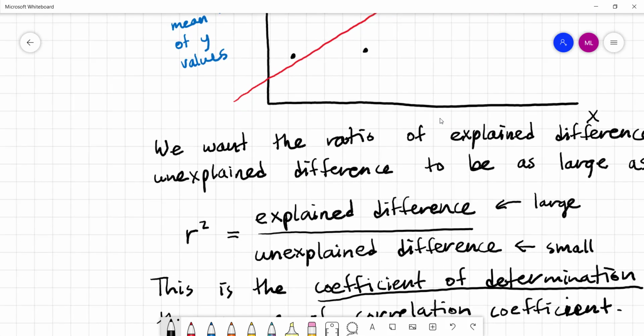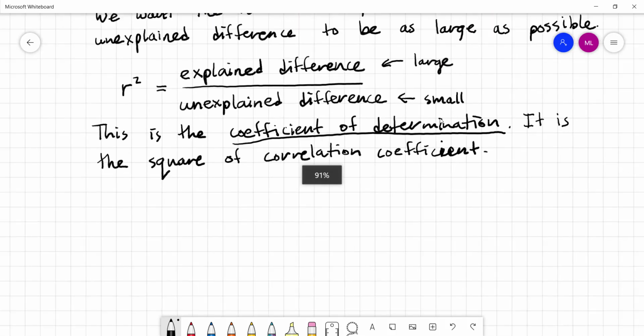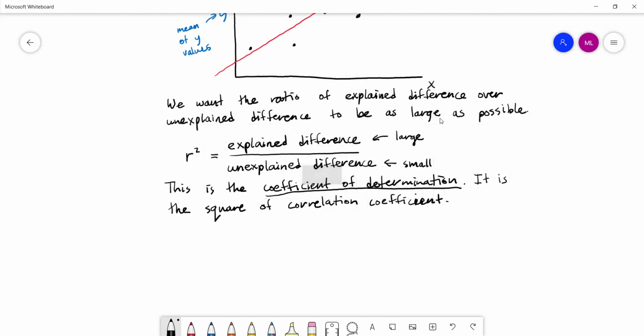So hopefully that makes some sense. This section should be fairly short on the homework, and the way that you find the coefficient of determination is simply to find the value of r, our correlation coefficient, and square it. And that's all you have to do.